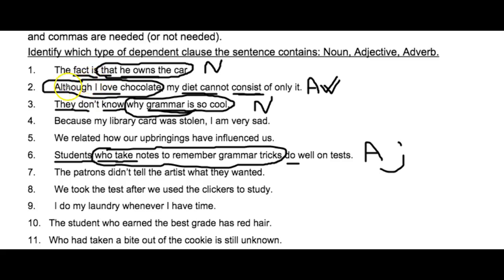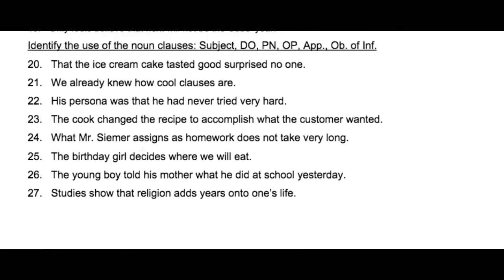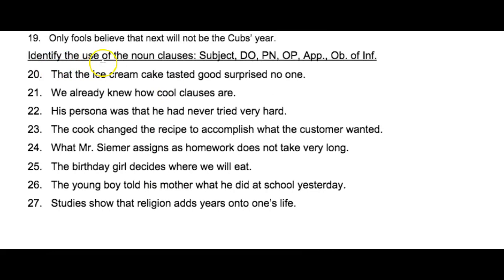So the better way to think is that it starts with a connector word, like although, like that, like why, like who, and then it has a subject and a verb in it. Now in the other sections, for this part, they're all noun clauses. You have to tell me if it's a subject, a DO, a PN, an OP, an appositive, or an object of an infinitive. A subject is usually going to be in front of the verb. Everything else is going to have something in front of it.